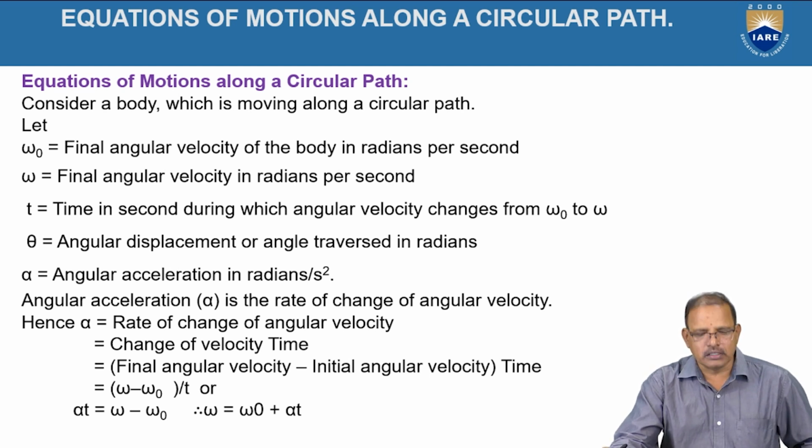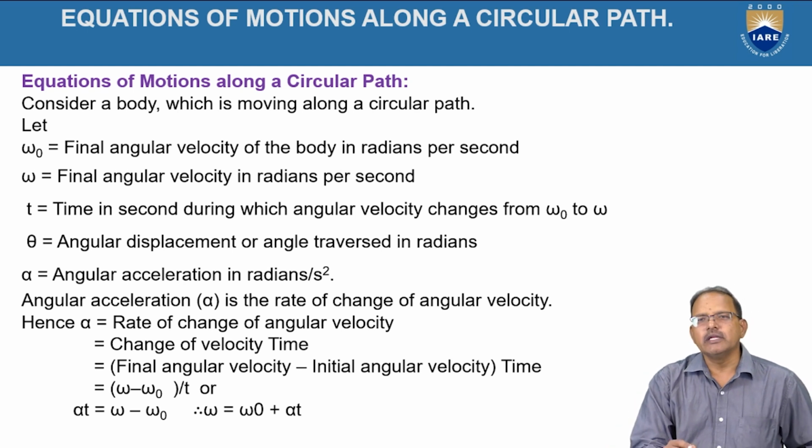Equations of motion of a body along a circular path. Let omega naught represent the initial angular velocity of the body in radians per second. Omega represents the final angular velocity of the body. t is the time in seconds taken to go from initial velocity omega naught to final velocity omega. Theta represents angular displacement in radians. Alpha represents angular acceleration of the body expressed in radians per second square.